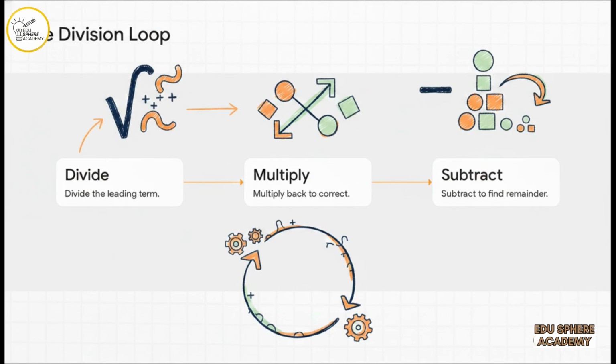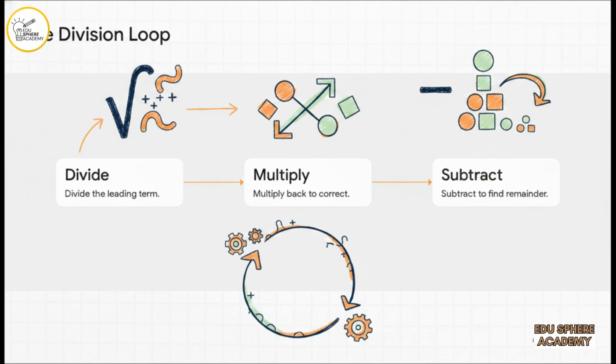Think of it as a 3-step chant. Step 1, divide your leading term, like say x cubed, by just the x. Step 2, multiply that new answer back by your entire divisor. That means both the x and the plus 2. This is how we correct that deliberate error we made. Step 3, subtract those newly multiplied terms from your original expression to see exactly what you're left with.